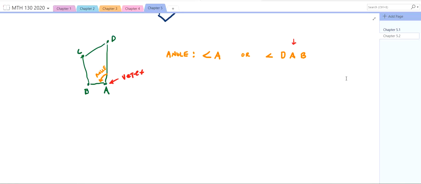So when we talk about angles, we often talk in terms of degrees. So say angle A equals 95 degrees. So it's a little larger than a 90-degree angle.